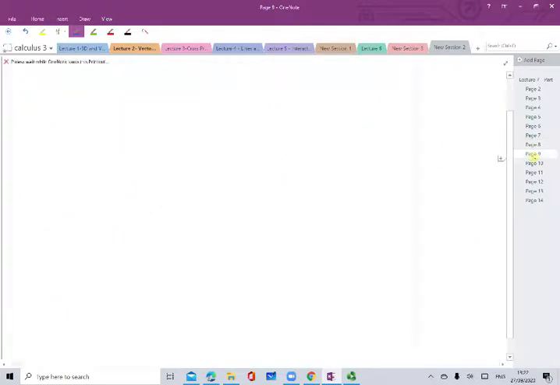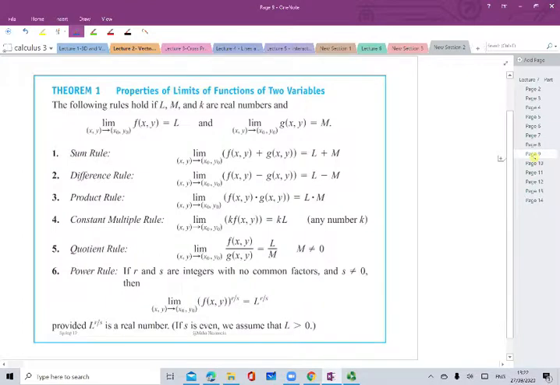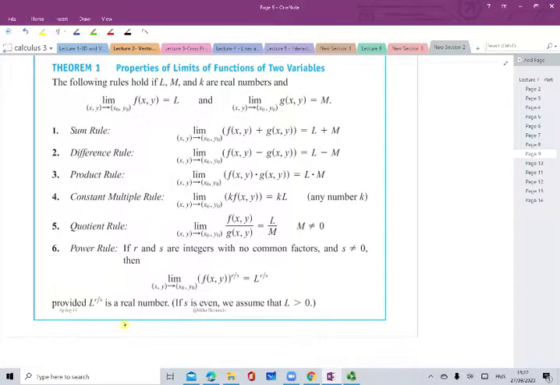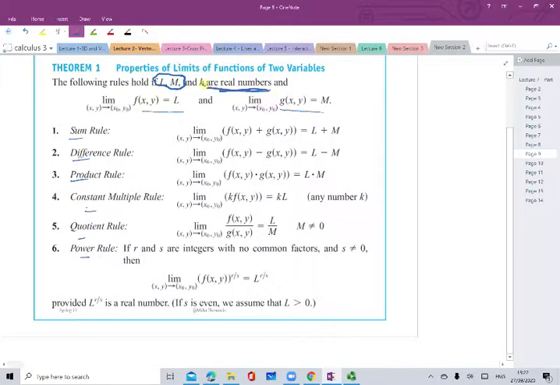Okay, now we have already used some of the rules of limits, and we know the rules of limits for one variable. Actually they could be used here with functions of two variables: the sum rule, the difference rule, the product rule if I multiply by a constant, the quotient rule, and the power rule. Please revise all of these rules and understand the concepts. The main condition here, don't forget, is that if the limits exist, meaning if the limits are real numbers, then these rules apply. If not, they do not apply.